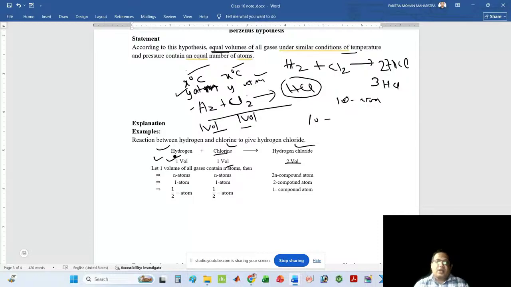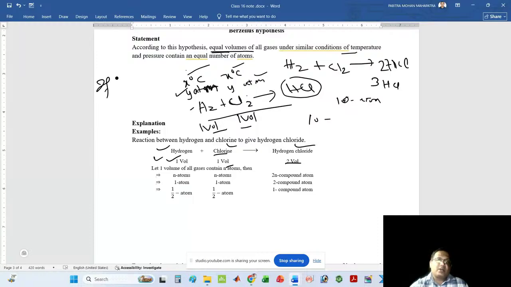Since one H2 is present, I have written one volume. Here one Cl2 is given, so I have written one volume of chlorine. Since 2 HCl is given, I have taken 2 volumes of hydrogen chloride. According to the Berzelius hypothesis, equal volumes of gases under similar conditions of temperature and pressure contain an equal number of atoms.